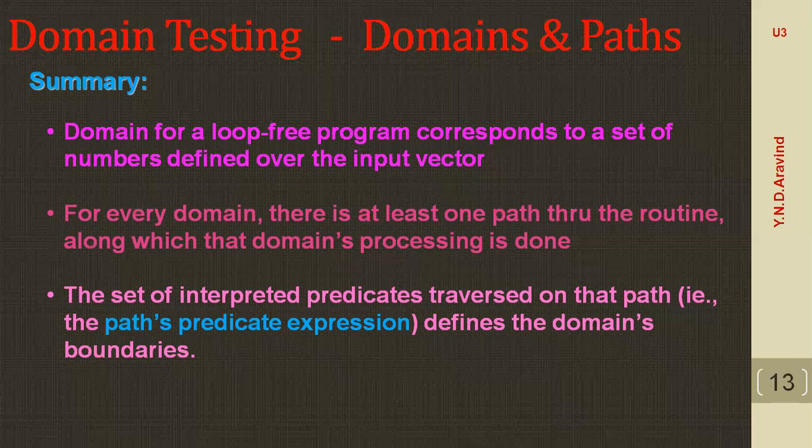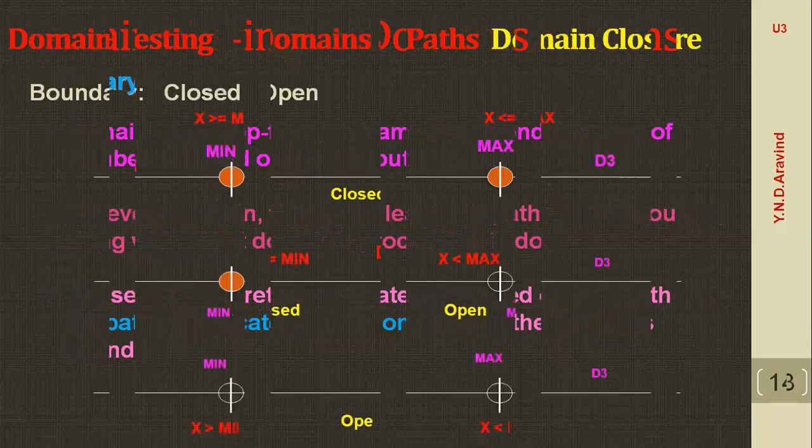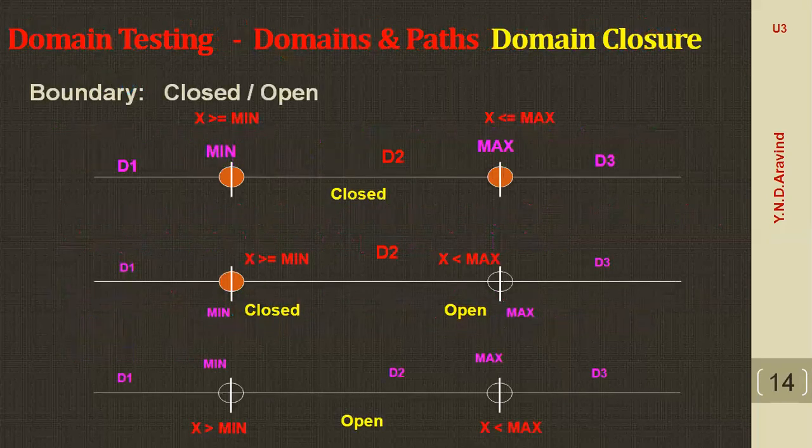So here we can review that a domain is defined in a loop-free program, and for every domain there is at least one path through the boundary. The set of interpreted predicates defines the domain boundaries. Okay, so let us see what is a domain closure. A domain boundary is closed with respect to a domain if the points on the boundary belong to the domain. And if the boundary points belong to some other domain, then the boundary is said to be open.